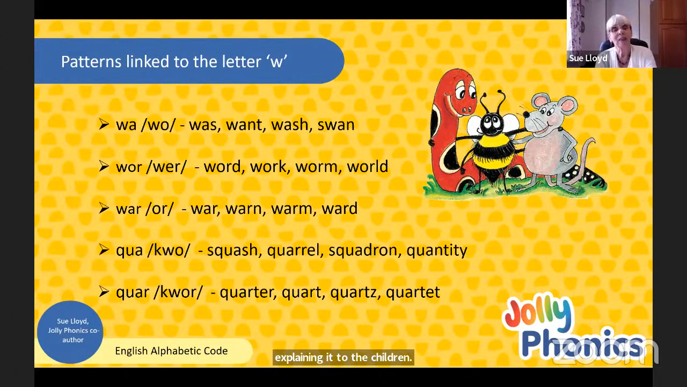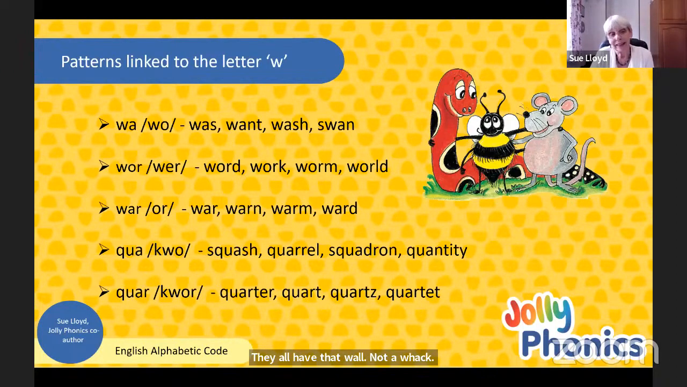Here's another oddity in English. I don't know where this one came from. It is very strange, but the letter W has some funny ways. The first one is when you hear the sound "wa", it is written with W-A. Look at the words, you see: was, want, wash, swan. They all have that "wa", not a "whack".